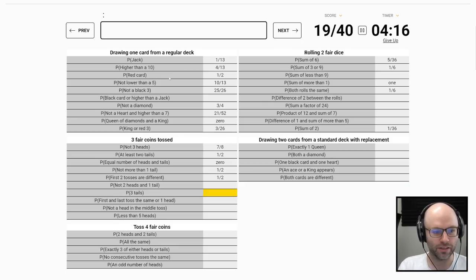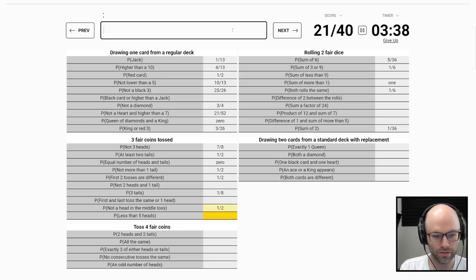What are the odds we get 3 tails? 1 in 8. What are the odds the first and last toss are the same? That's 1 in 2, or 1 head. 1 head is a 7 in 8 chance. So we got a 1 in 2 plus a 7 in 8, which is like, I don't know, it's like an 11 in 12. Am I crazy? Am I insane?